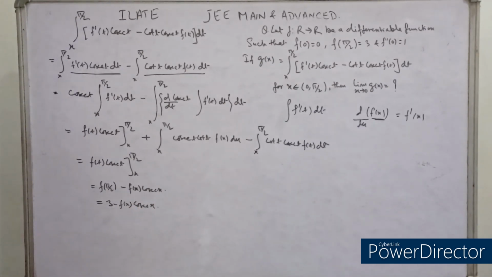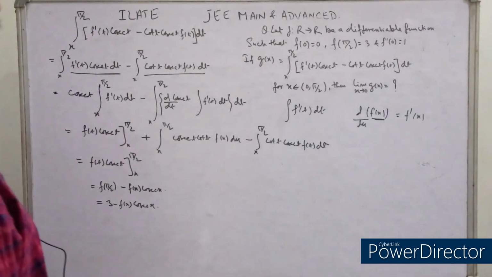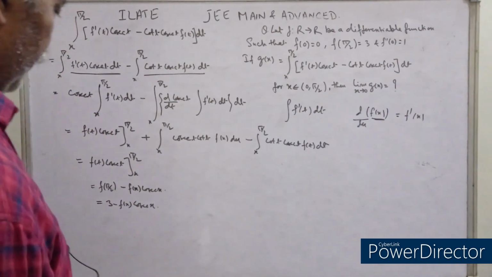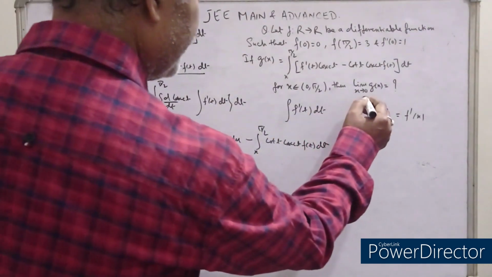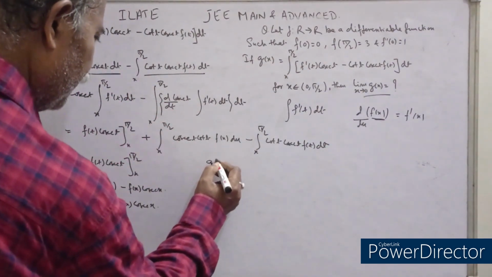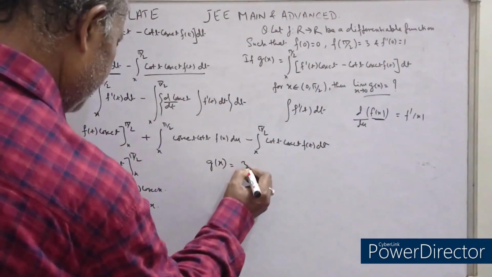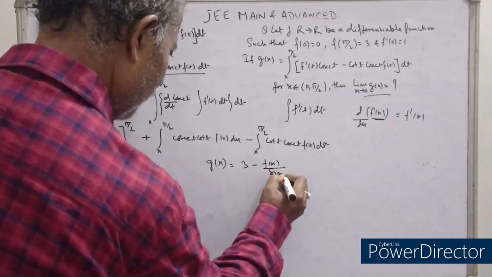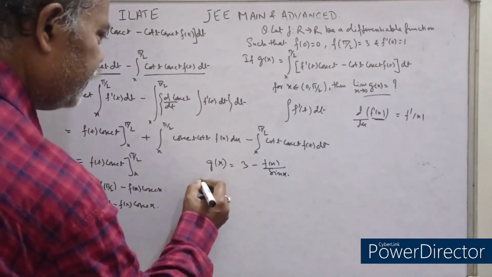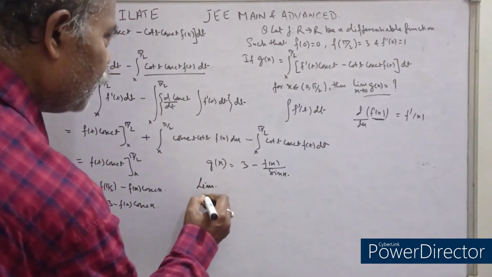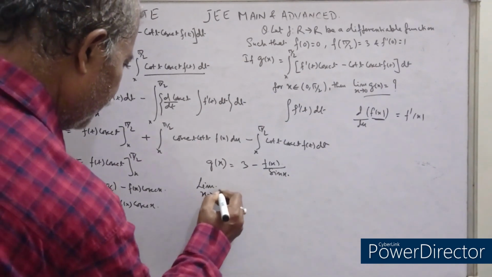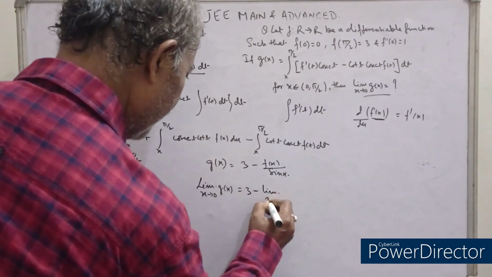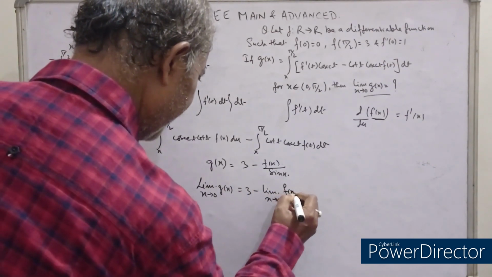Now this is g(x) you have got here. Next we have to find this value. So this is your g(x). Your g(x) is 3 minus f(x) by sin x, since cosec x is 1 by sin x. So here limit x tends to 0 of g(x) will be 3 minus limit x tends to 0 of f(x) by sin x.